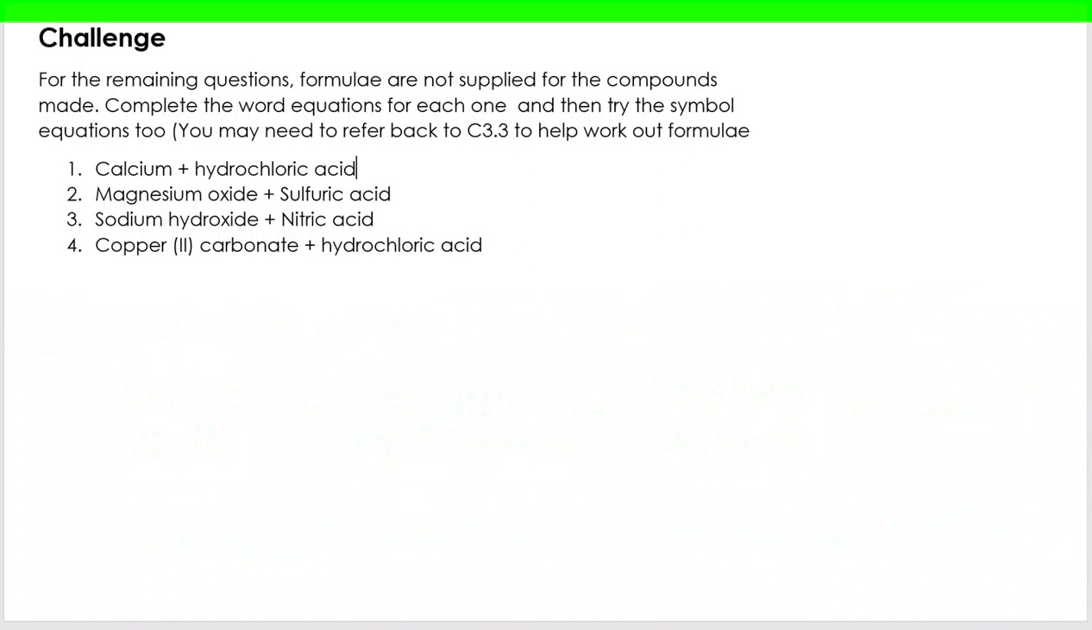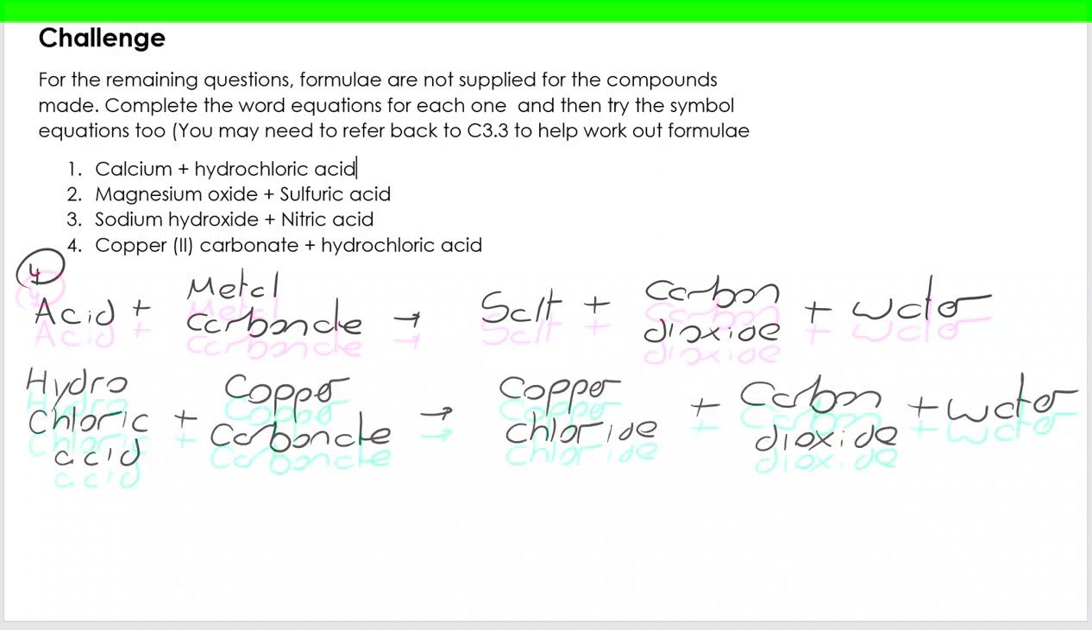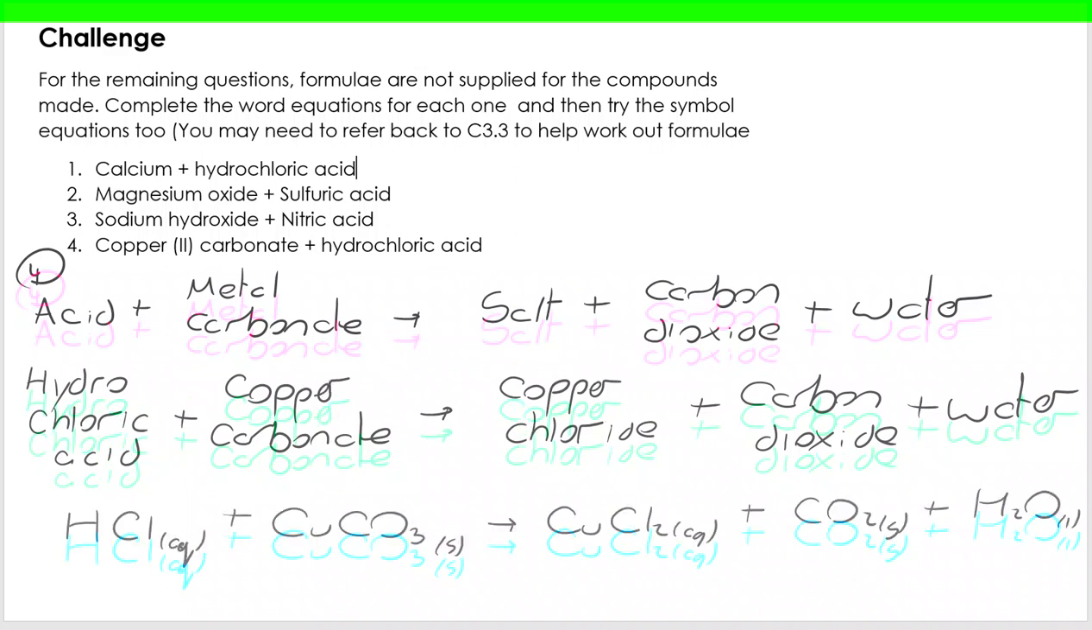And finally, we have an acid and a metal carbonate making a salt, carbon dioxide and water. The word equation fits together nicely. Hydrochloric makes a chloride, copper carbonate, so copper chloride. Symbol equation added in. And all I need to do now is balance it. I need 2 HCl. That takes us to the end of this video.